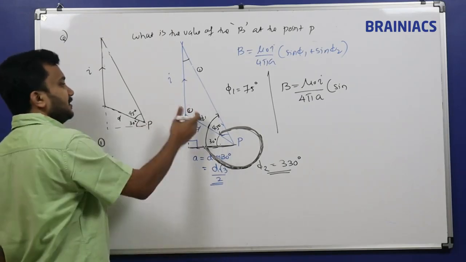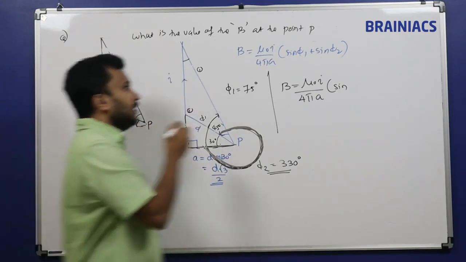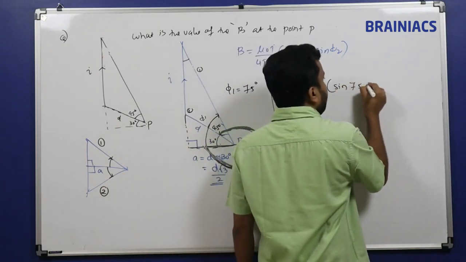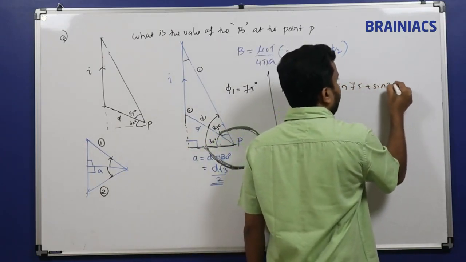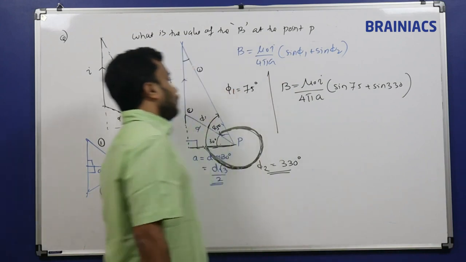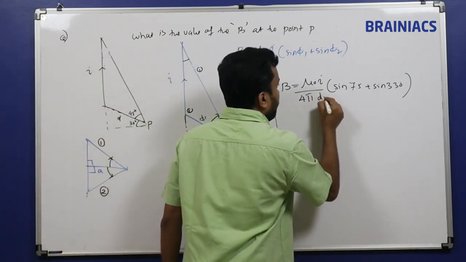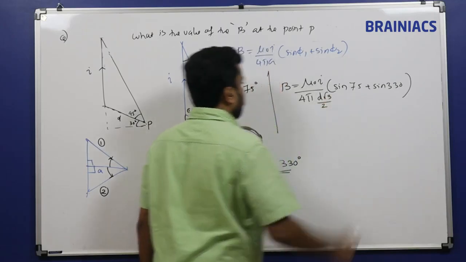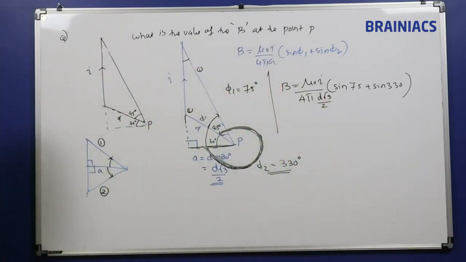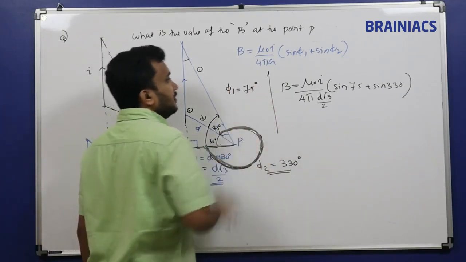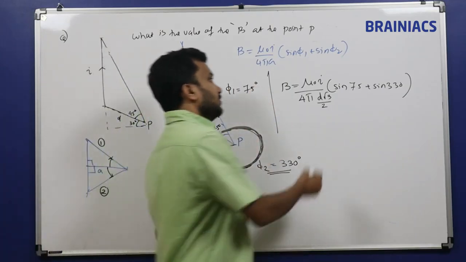This is the first and this is the second. So sine of 75 degrees plus sine of 330 degrees. What is the value of A? We already calculated A, right? It is root 3 divided by 2. Once you substitute all these values, you will get the correct answer for this question.